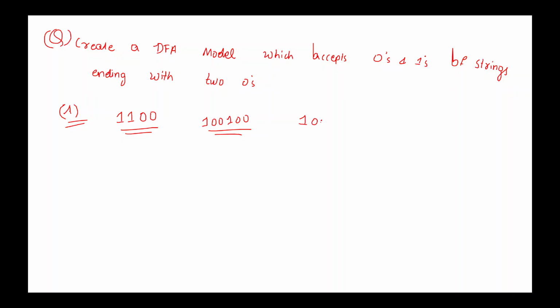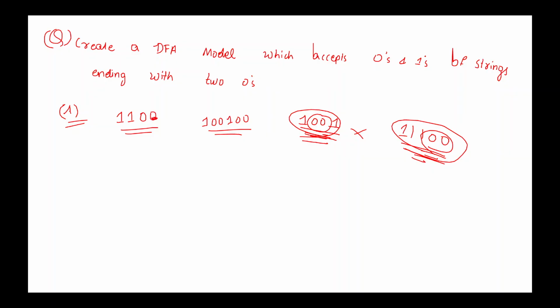But do you think this should be accepted? Yes, of course it has two zeros, but the string is not ending with two zeros, so this should be rejected. And if I say 11100, do you think it should be accepted? Yes, of course, because the string is ending with two zeros. So in this way, we are going to create a mathematical model which accepts strings ending with two zeros. So how are we going to do that? Let's create a DFA model.